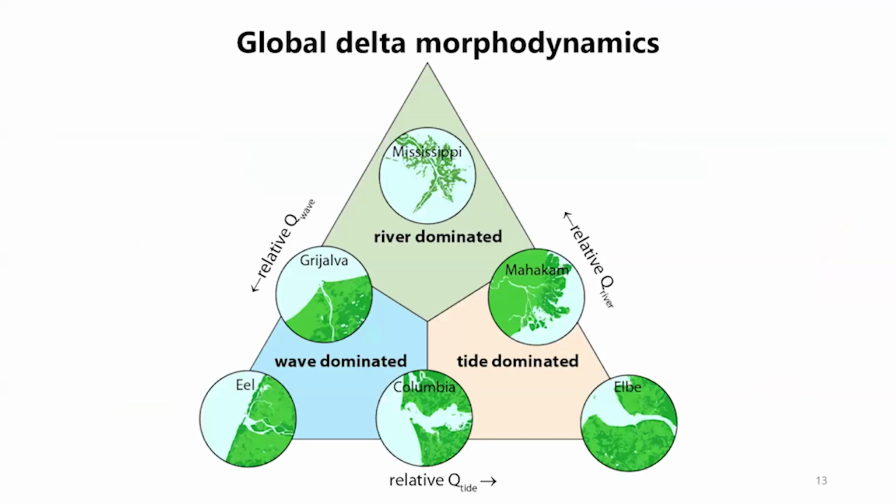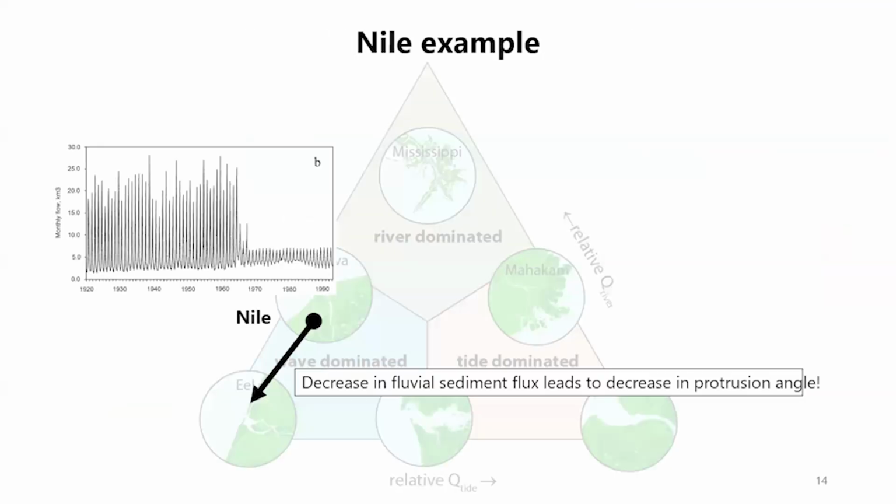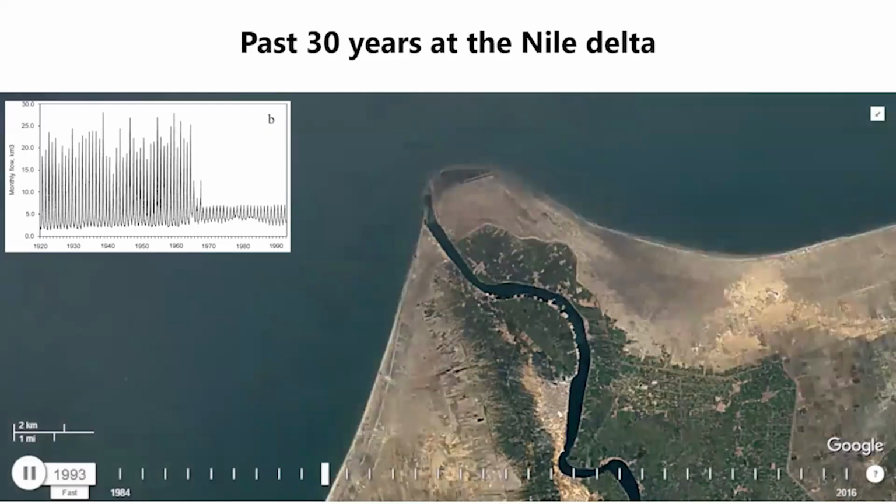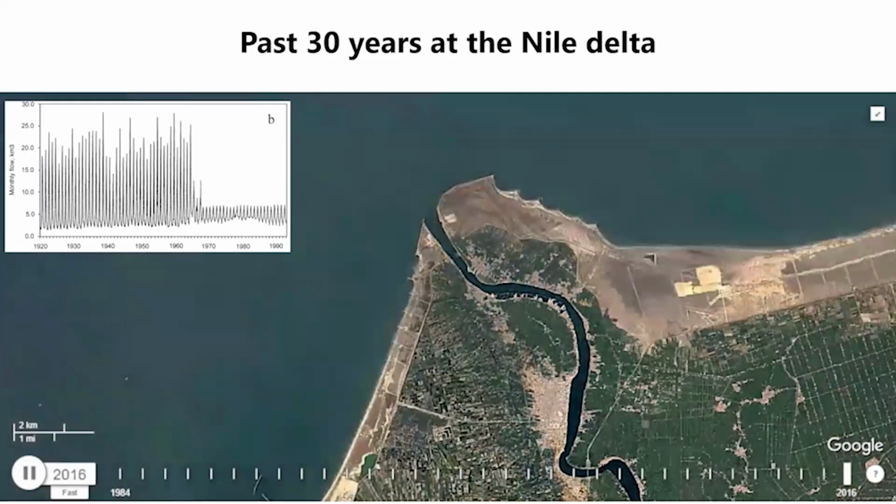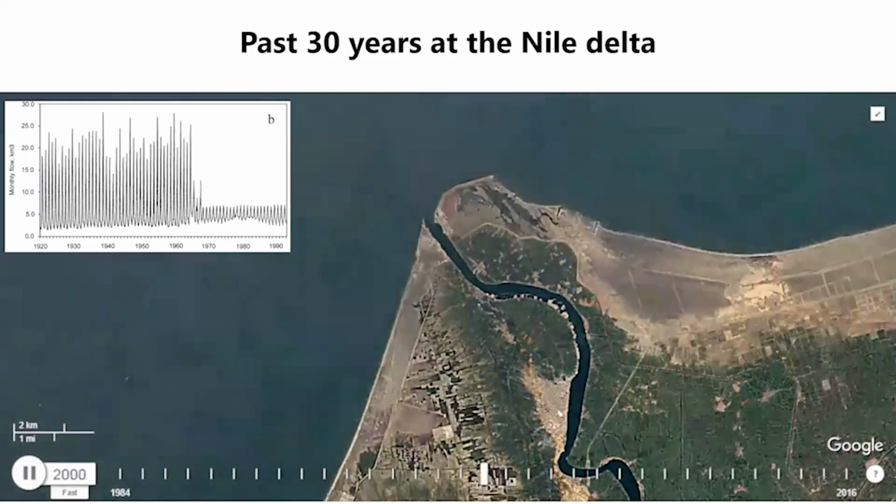So how do these deltas change over time? We can use this same framework again and say, well, if some human influence, for example, like the Nile, they build a dam, and so the Q River is changing in the case of the Nile from being wave-dominated to being even more wave-dominated. And we can have a morphologic prediction that we attach to this decrease in fluvial sediment flux, and that's a decrease in the protrusion angle. So you go from a pointy cuspate wave-dominated delta to a flatter wave-dominated delta. And this is then also something that we can observe by looking at time-lapse imagery, for example, in this case of the mouth of the Nile.